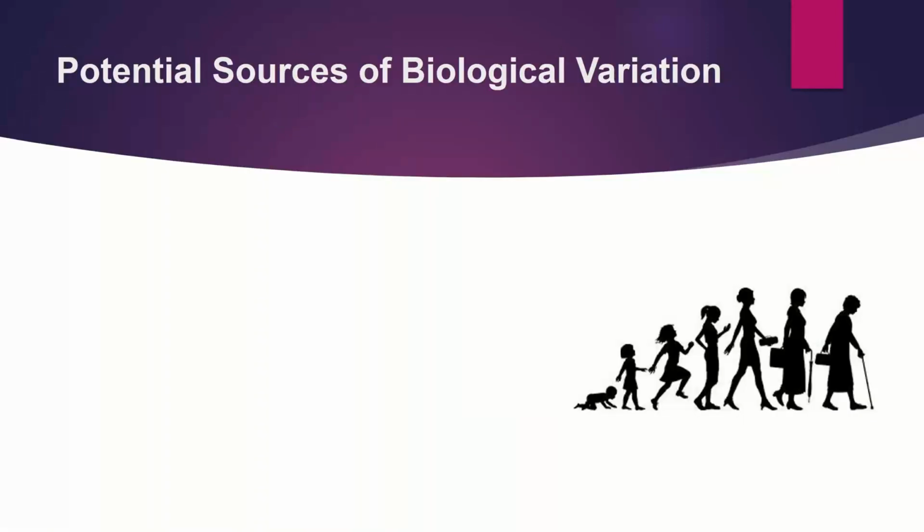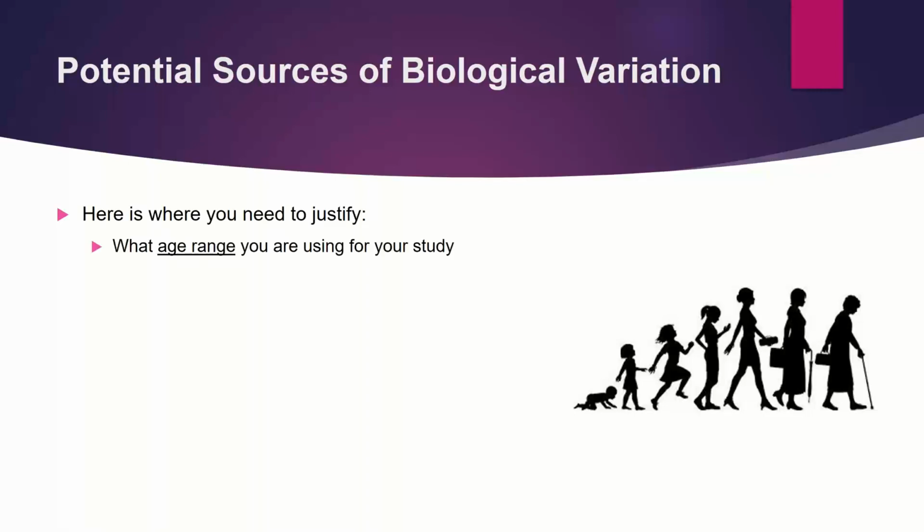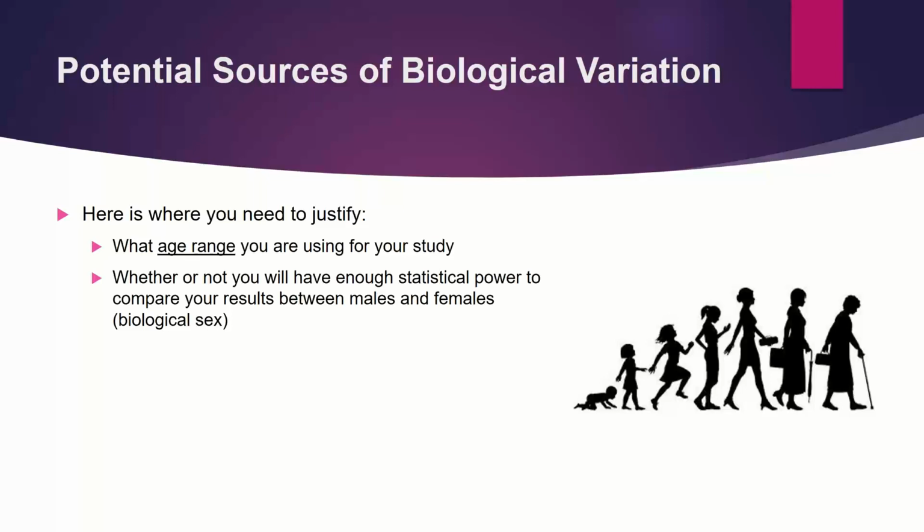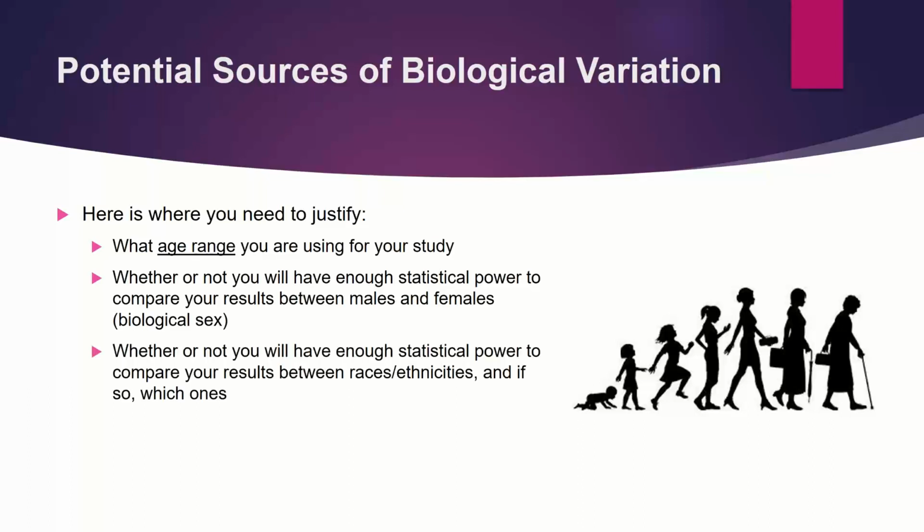Next up, potential sources of biological variation. So here's where you need to justify what age range you're using for your study, whether or not you'll have enough statistical power to compare your results between males and females for biological sex, and whether or not you'll have enough statistical power to compare your results between races and ethnicities, and if so, which ones.